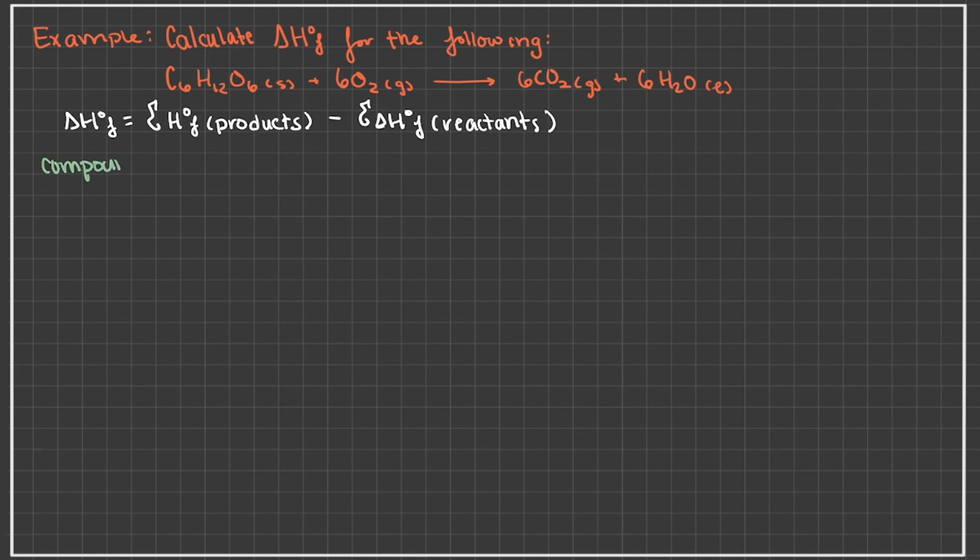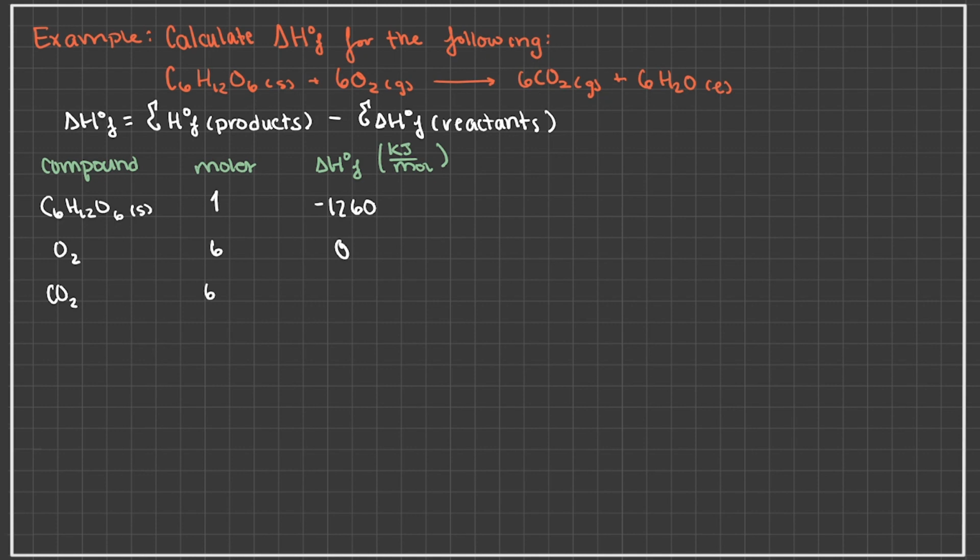Now I want you guys to remember that our standard enthalpy of formation change equals the enthalpy of formation of our products minus our enthalpy of formation for our reactants. Over here you're going to see that we have a little bit of a chart to find out the moles and our compounds related to our standard enthalpy of formation values. We're going to see that glucose has 1 mole, and the value related to that is negative 1,260 kilojoules over moles. All of these values are in kilojoules per mole.